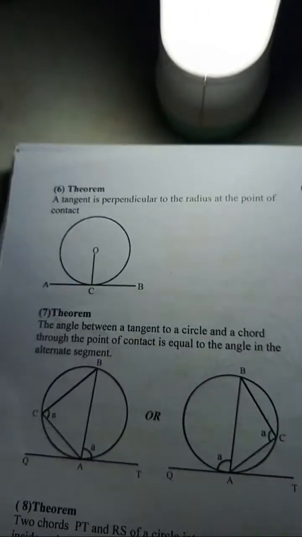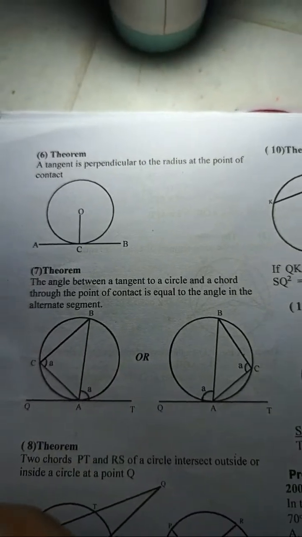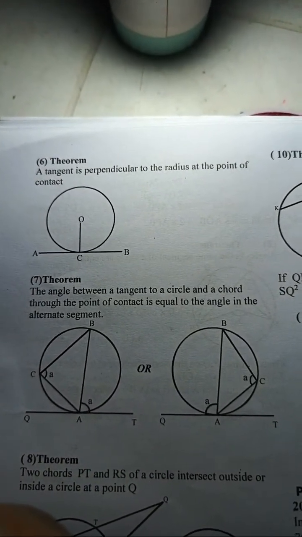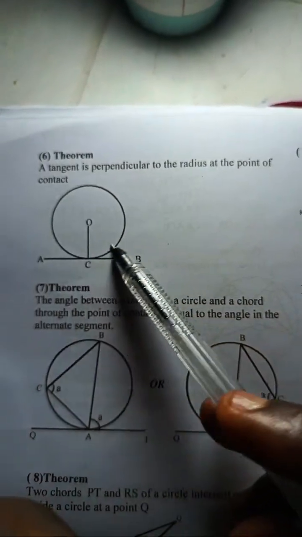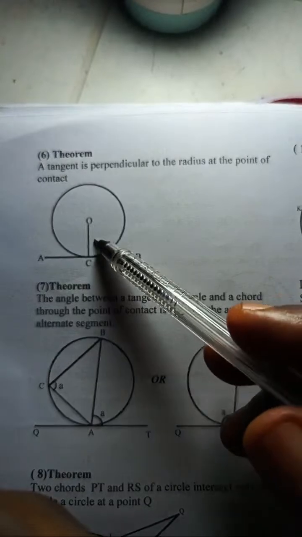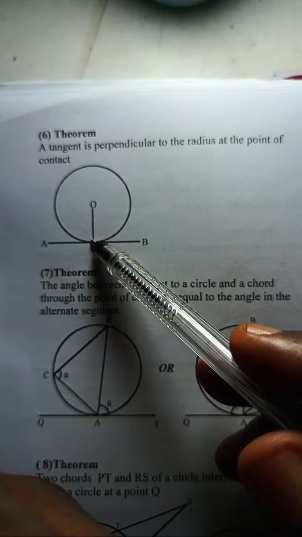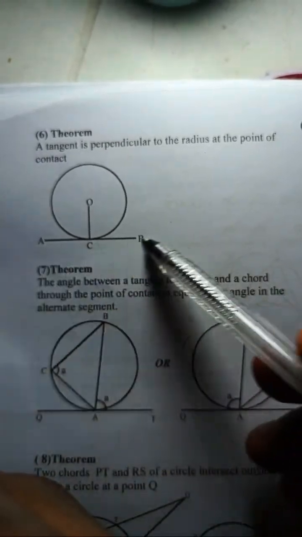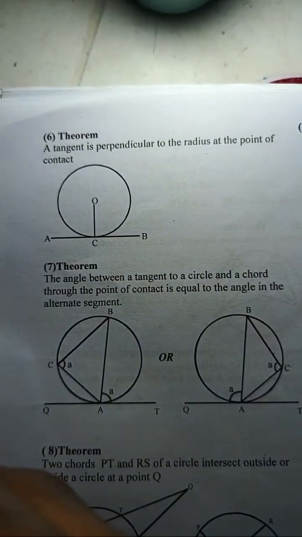So we'll be moving over to theorem 6. What does it say? Theorem 6 says the tangent is perpendicular to the radius at the point of contact. Let's look at this. For any circle at all, the radius will always be perpendicular, meaning it forms an angle of 90, to any tangent. A tangent is a line that is touching the circumference from outside.